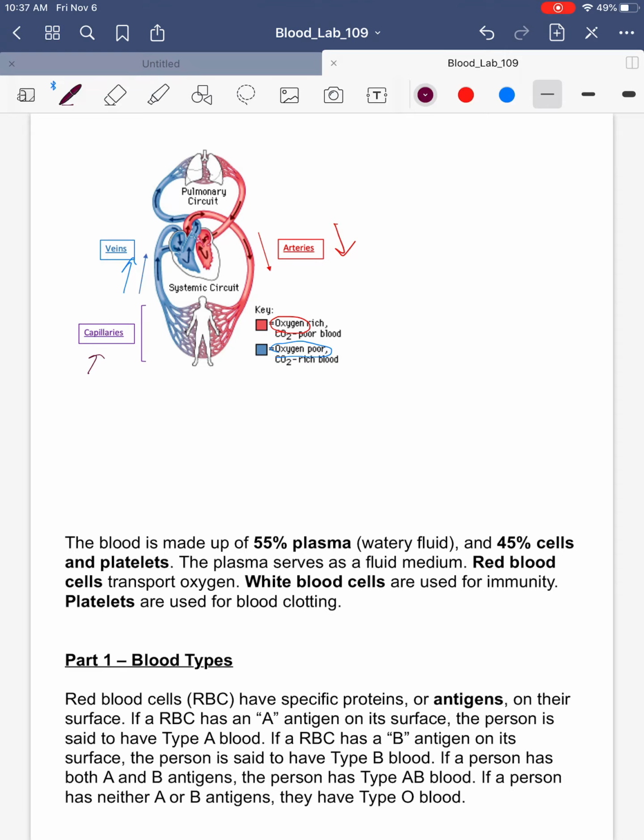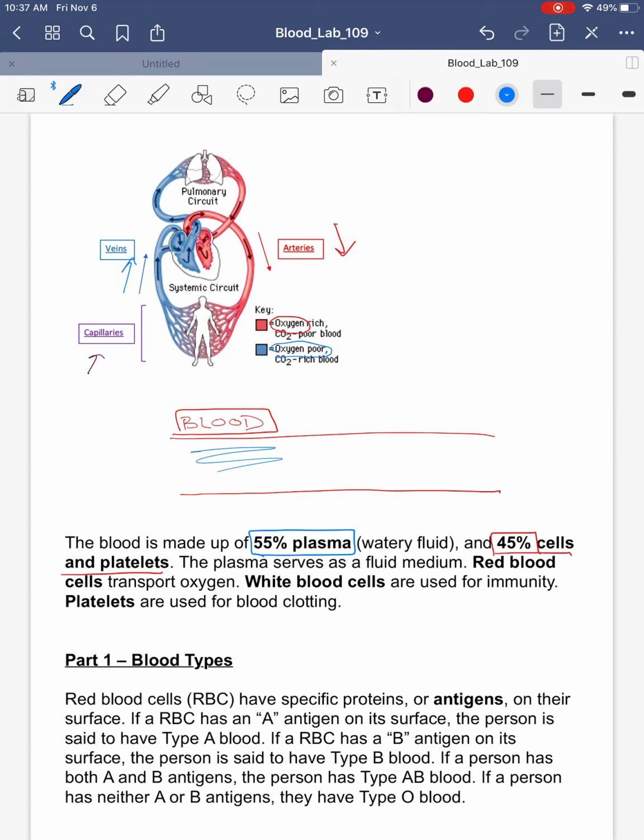Now, what about the blood itself? Okay, so if we look at the blood, and we're going to talk about the blood in the arteries. That's going to be the focus of today's lab, this week's lab. So here's our bloodstream. And it's arterial blood, that's why I have it in red. And inside that blood, we have a bunch of stuff. 45% of the bloodstream is made up of cells and platelets. You need to know that number. Versus 55% of the blood is plasma, which is mostly water.